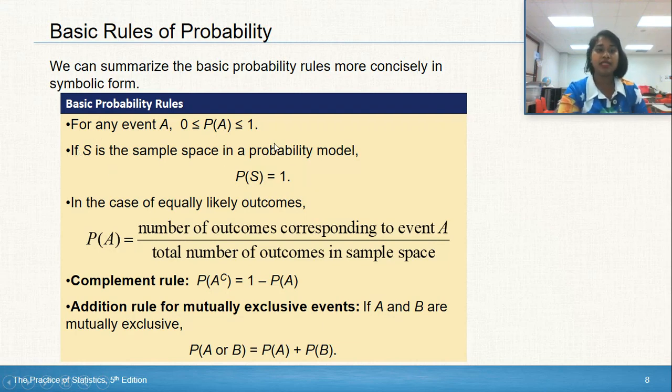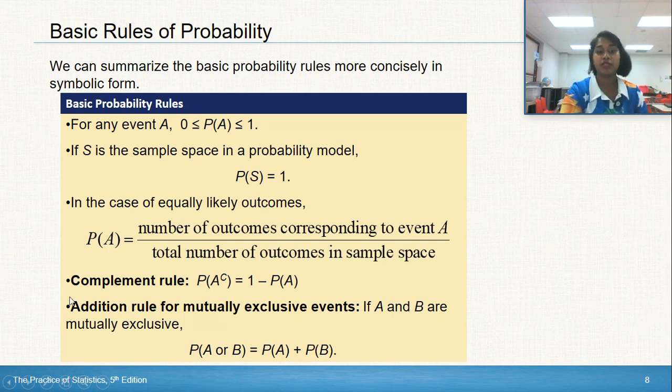The sample space in a probability must be equal to 1. What a concept. All probabilities all together for that particular outcome have to eventually be 1. Okay, well, this is what they're saying. P of S is equal to 1. In the case of equally likely outcomes, here's that formula again.